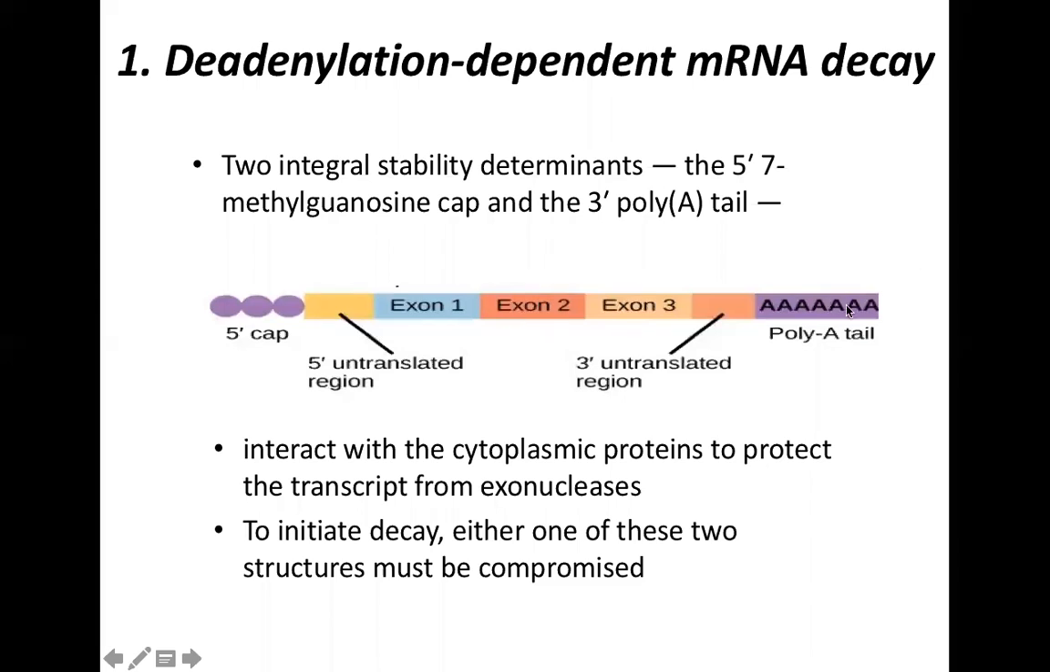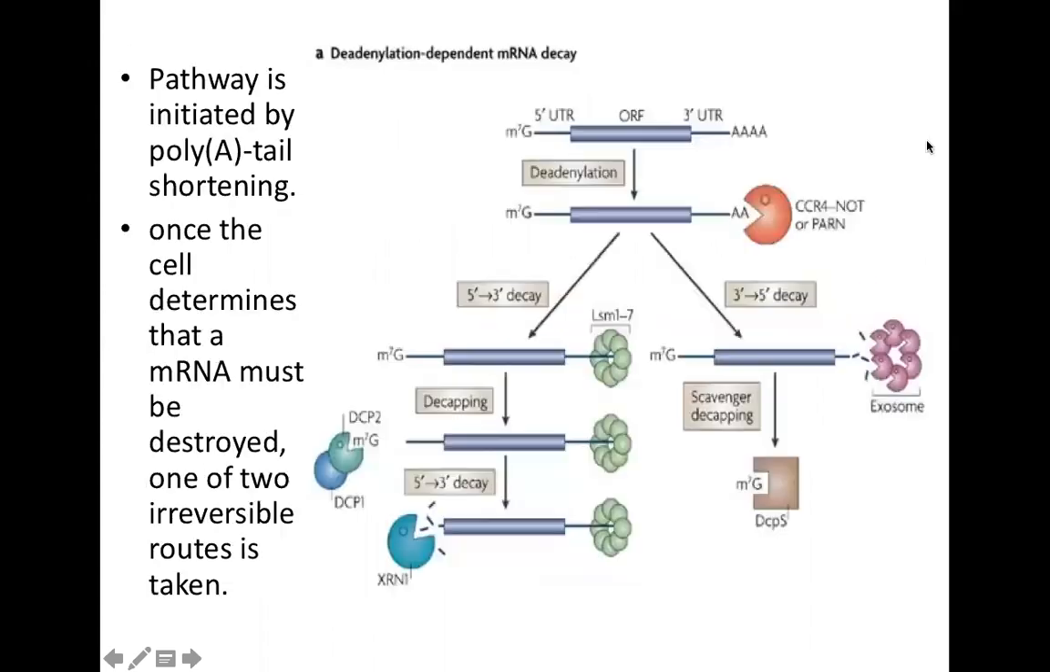But if the degradation of the mRNA is 3' to 5', then you need to remove the poly-A tail first, and then the mRNA molecule would be destroyed. And in both cases, we first need to remove the poly-A tail. That's what we call deadenylation-dependent mRNA decay. Whether you want to go 3' to 5' or 5' to 3', you first need to remove this poly-A tail.